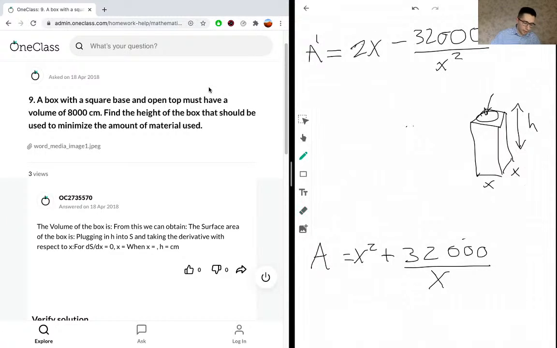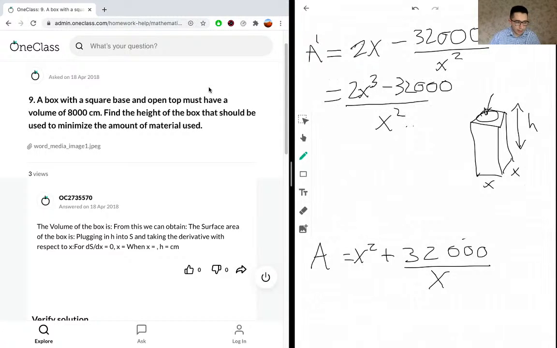Now we are going to use the denominator of the second term to multiply 2x by x squared over x squared, and we'll get 2x cubed over x squared minus 32,000.